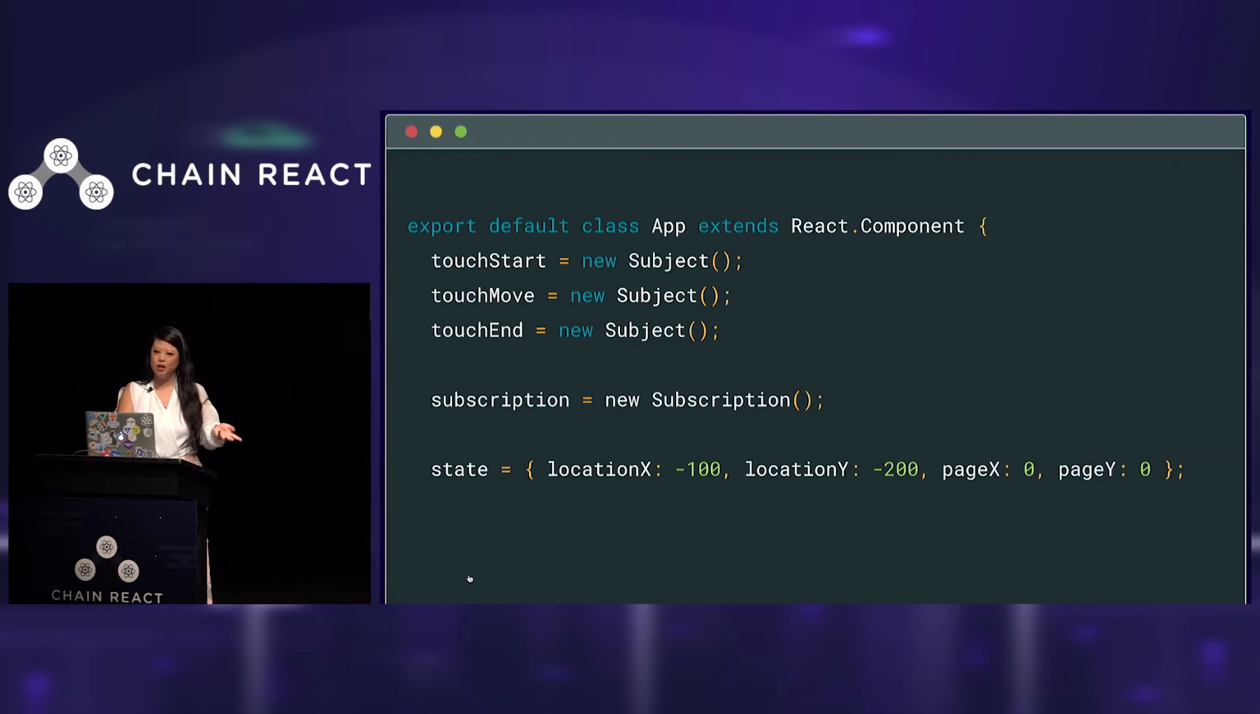By the way, we haven't talked about subjects that much yet, but basically what they are is a special type of observable that are both observers and observables at the same time, which means that they're both going to be able to receive and emit values for you. I'm also creating a new subscription, and then I'm just setting my initial state of the object that I'm going to enable drag and drop in, which is the donut.